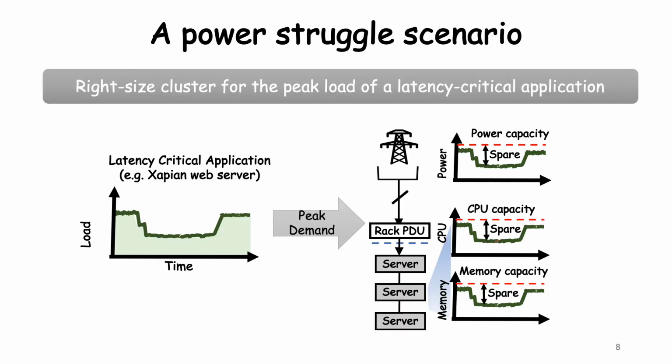To illustrate the problem of power contention, let's look at a scenario that's common in a private cloud. A private cloud infrastructure can profile the application and right size its server capacity and power capacity based on the peak power needs of the application for which a cluster is designed. However, applications do not always operate at their peak load. They are prone to diurnal demand variations as they are typically user facing and latency critical. This leads to spare capacity in server and power resources as illustrated here.